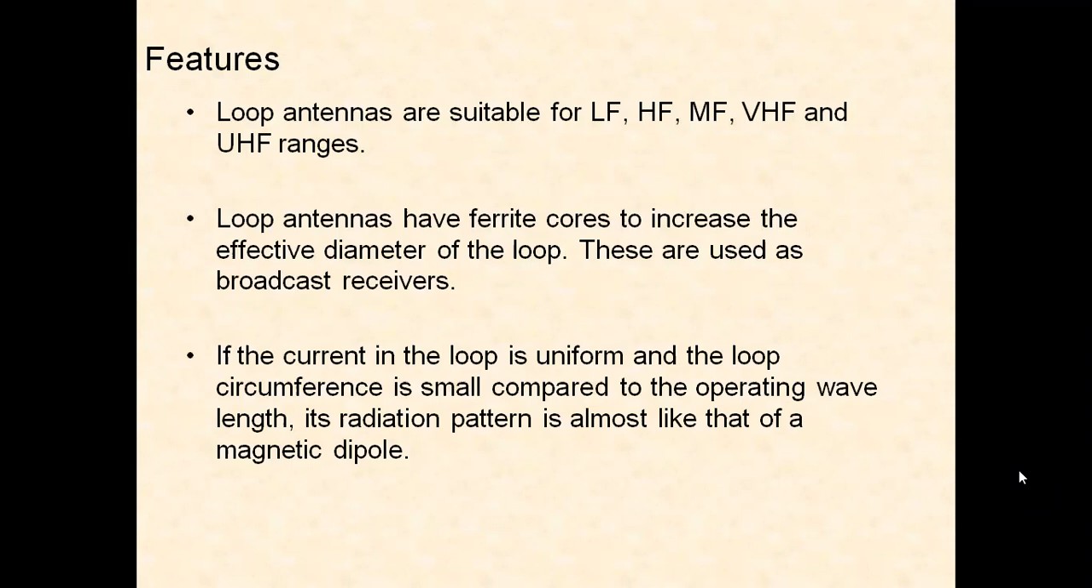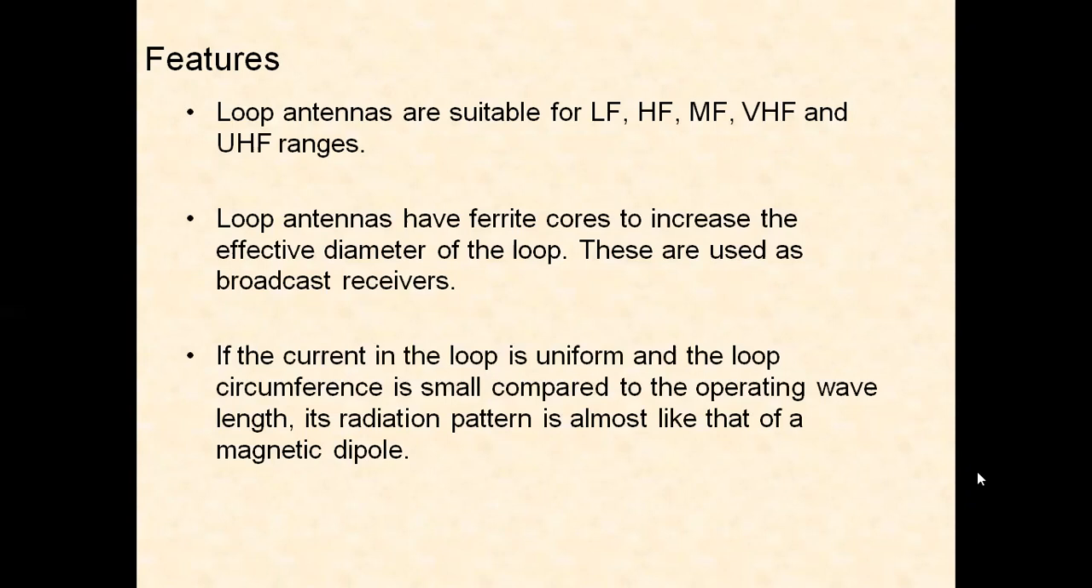If the current in the loop is uniform and the loop circumference is small compared to the operating wavelength, its radiation pattern is almost like that of a magnetic dipole. The main important feature of the loop is that we can make use of these loop antennas for low frequency, medium frequency, high frequency, very high frequency, and ultra high frequency applications.